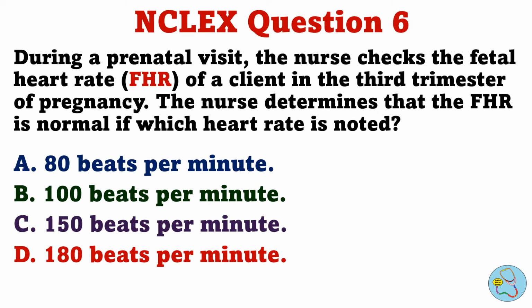Question 6. During a prenatal visit, the nurse checks the fetal heart rate of a client in the third trimester of pregnancy. The nurse determines that the FHR is normal if which heart rate is noted? A. 80 beats per minute. B. 100 beats per minute. C. 150 beats per minute. D. 180 beats per minute.